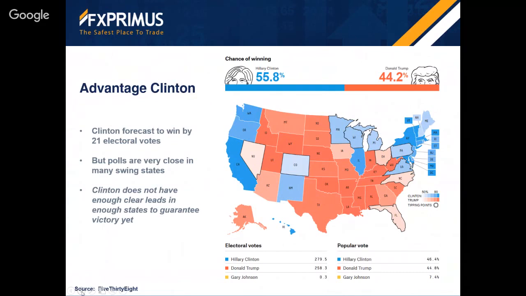Polls, well, he's a very good statistician. He's got a very good record of using polls to predict the election on a state-by-state basis. He gives Clinton a 56% chance versus 44% for Trump. So he says Clinton's going to win by 21 electoral votes, but even he admits the polls are very close in many swing states, and Clinton doesn't have enough clear leads in enough states to guarantee victory.